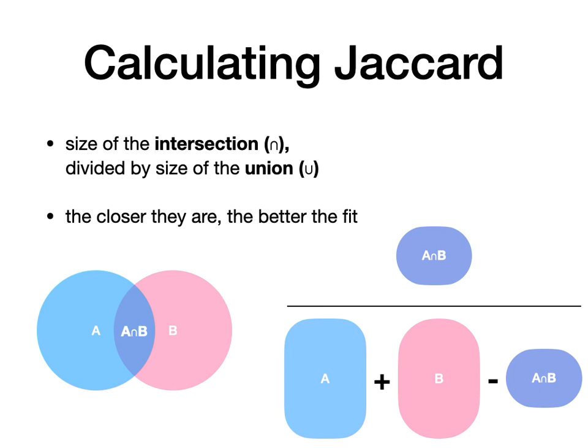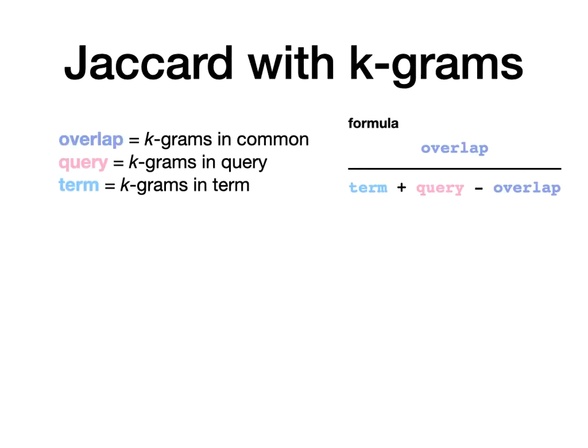This is it. I know that calculating coefficients is a little bit like, oh God, getting into math. But this is all it is. It's just the intersection of two sets divided by the union of two sets in terms of size. So let's do that with some k-grams. The overlap, I'm going to call the number of k-grams in common between the query and the term. The query, I'm going to call the number of k-grams in the query, and the term, I'm going to call the number of k-grams in the term. Remembering that this is a bad query and a term that is a candidate for being a good fit.